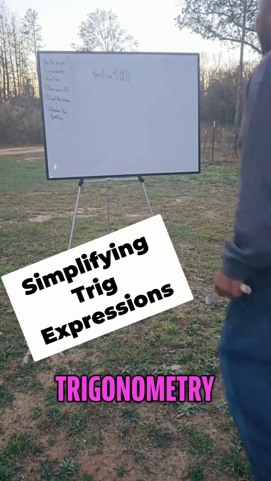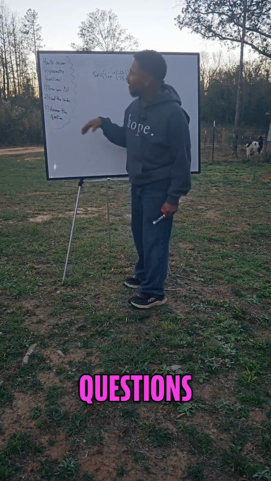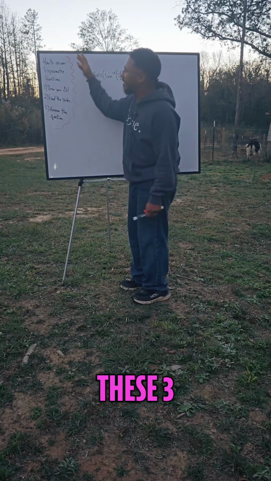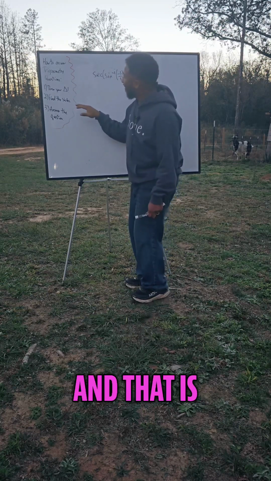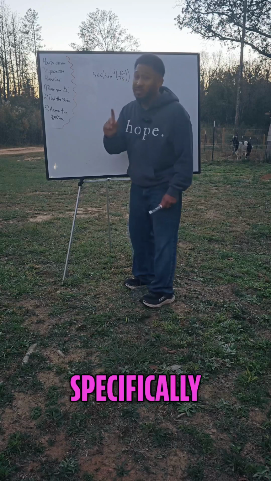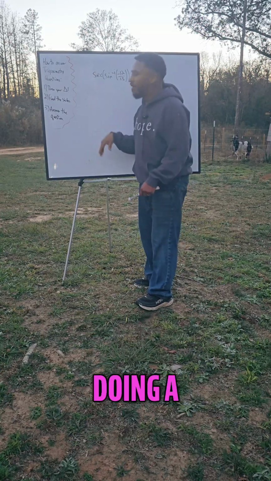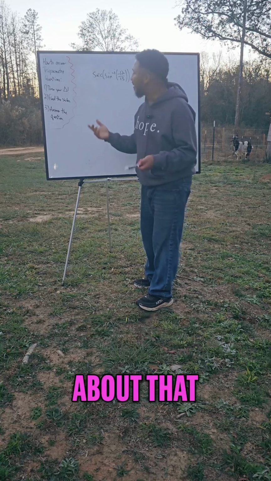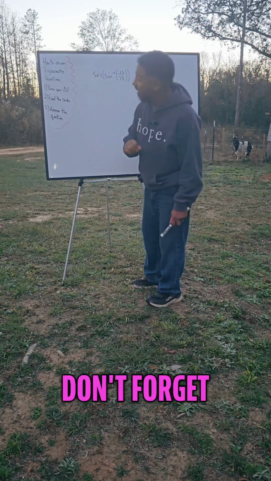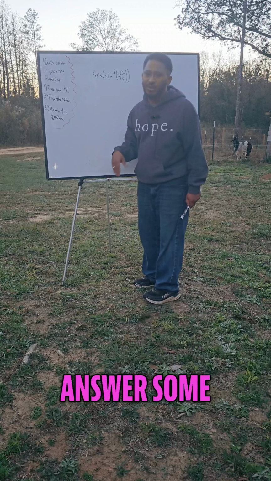Let's try some trigonometry. When answering trigonometry questions, for the most part, you can just follow these 3 simple steps. You draw your triangle, more specifically, draw it in the correct quadrant. Then we find the sides of the triangle by doing a little bit of trigonometry, as well as the Pythagorean theorem. Don't forget that part. And then lastly, we go back and answer some questions.